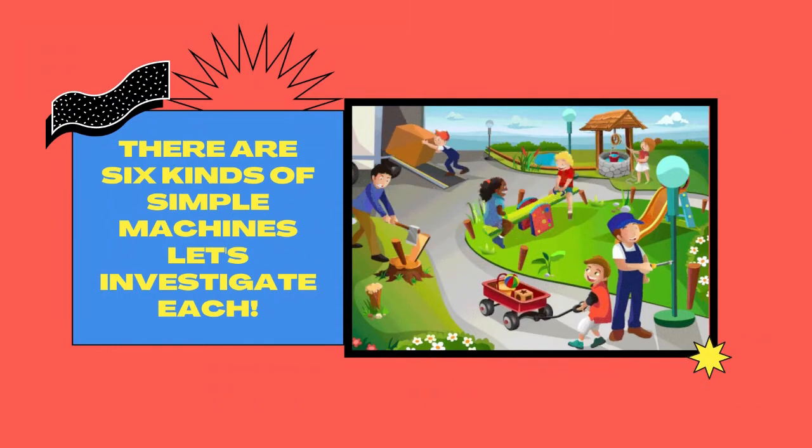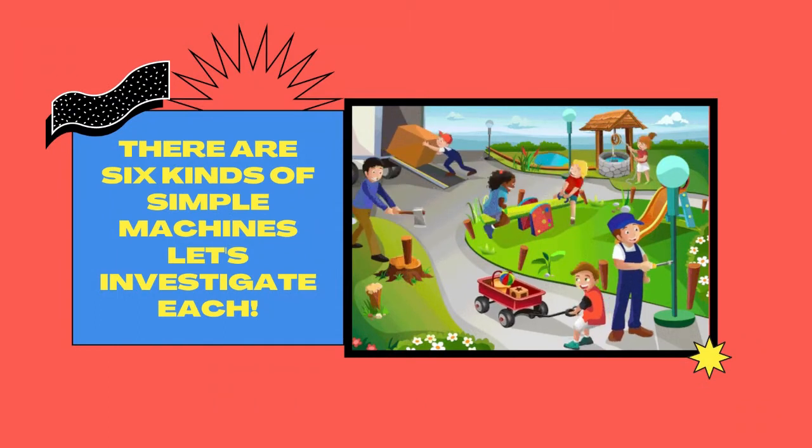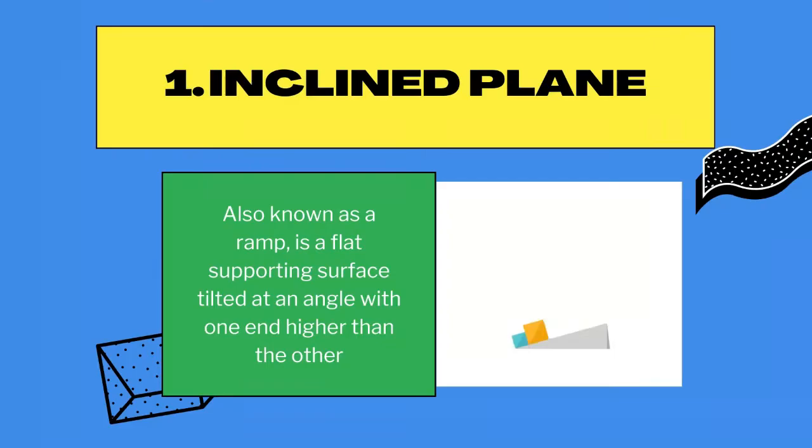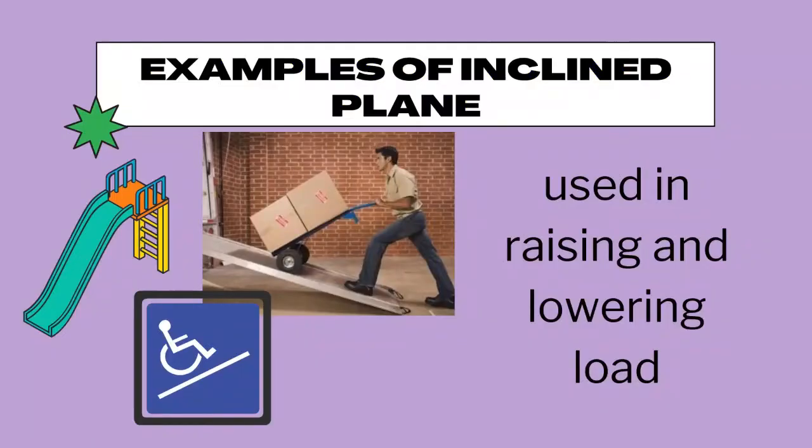There are 6 kinds of simple machines. Let's investigate each. First, the inclined plane, also known as a ramp, is a flat supporting surface tilted at an angle with one end higher than the other. Examples of inclined plane are the slide, the ramp, and the PWD ramp. They are used in raising and lowering loads.